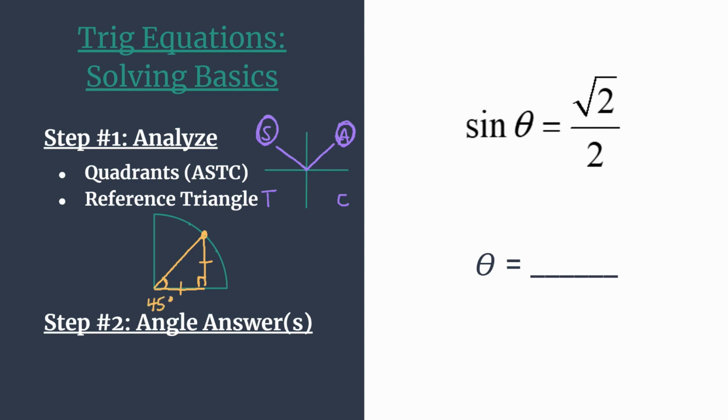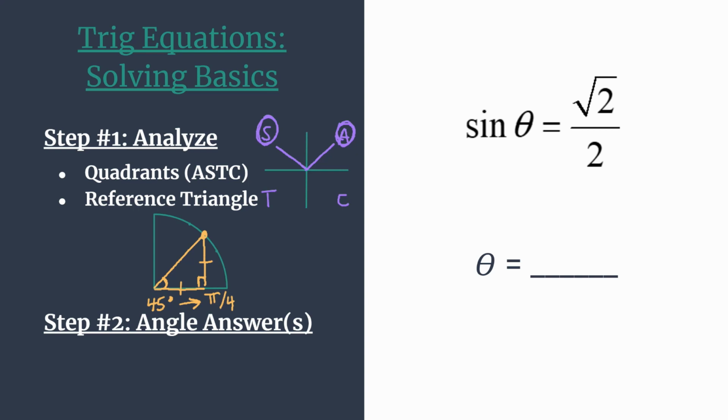Okay, and we know that the central angle that goes with that, we've already said, is 45 degrees. So most of the time when solving trig equations, we'll be giving our answers in radians. But if you were giving in degrees, here you go. You've got your reference angle from this triangle, 45 degrees. Writing that in radians is also pretty easy. We know that's equivalent to pi over 4 radians. So now that we've done some analysis, we're ready for step 2, where we actually determine our angle answers.